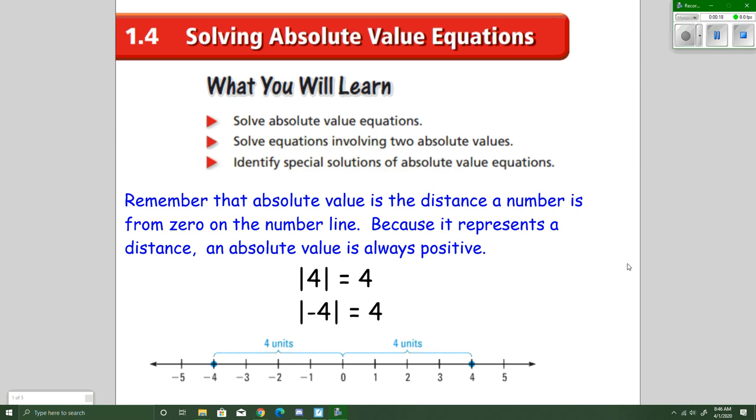We're only going to go over a few examples. Remember that an absolute value is the distance a number is from 0 on the number line. Because it represents a distance, an absolute value is always positive. Two examples we can see here are the absolute value of 4 and the absolute value of negative 4. The reason why the absolute value of 4 and negative 4 are both 4 is because 4 and negative 4 are 4 units away from 0 on the number line. So it's just representing the number of spaces it's away from 0 on the number line. That's basically what an absolute value is.